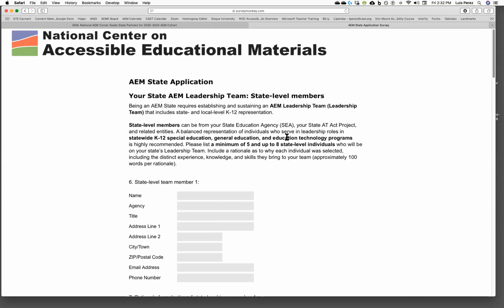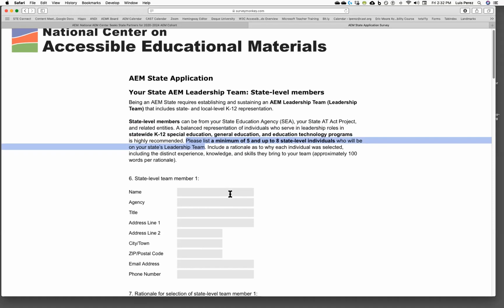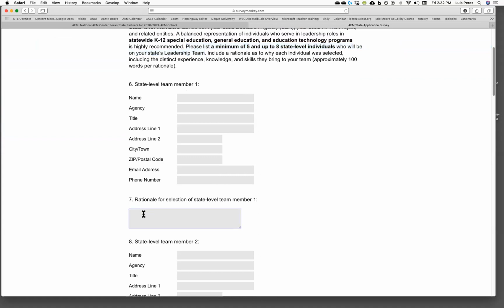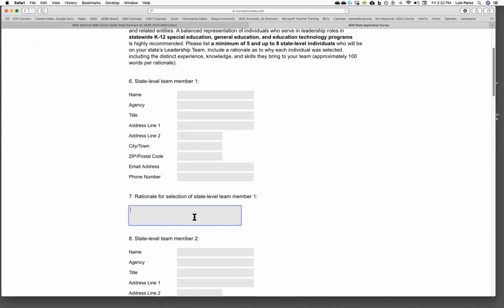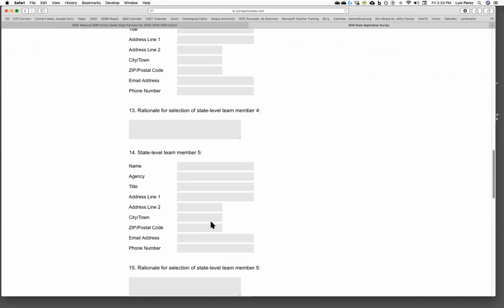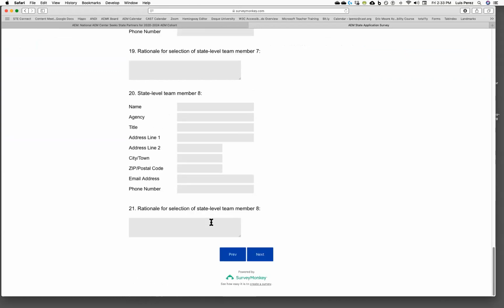So for instance, here, you'll see that the goal with the leadership team is to have a balanced representation statewide in K12, special education, general education, and ed tech programs, and that we want you to list a minimum of 5 individuals and up to 8 state level individuals who will be part of the leadership team. So a minimum of 5, a maximum of 8, and there'll be a space for you to provide the contact information for up to 8 people here. And then for each person, you'll provide a rationale as to why they would make a good member of this leadership team. So that is the second page. You'll just go through and fill out the contact information for the leadership team.